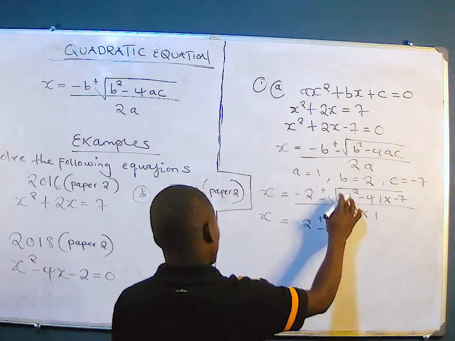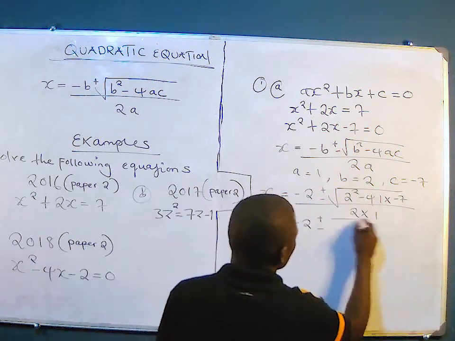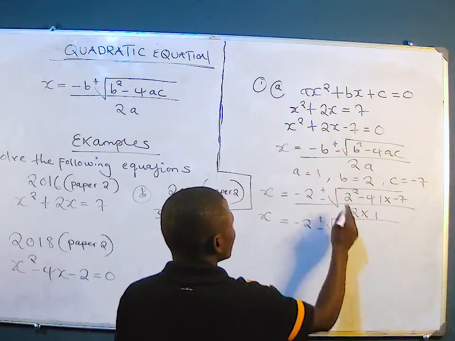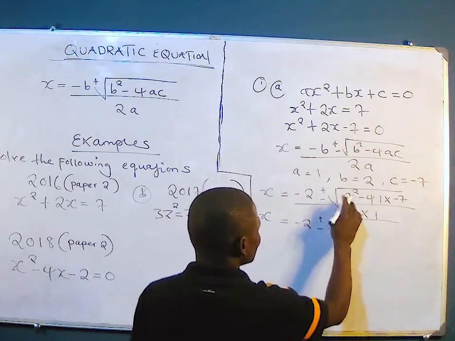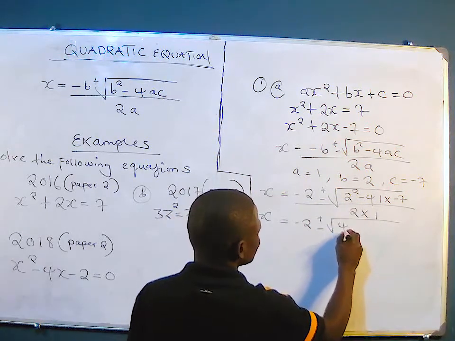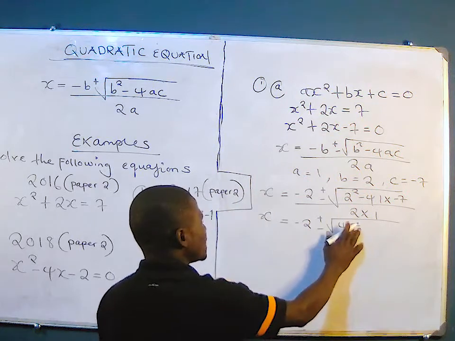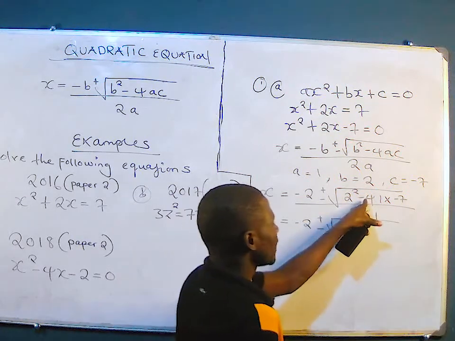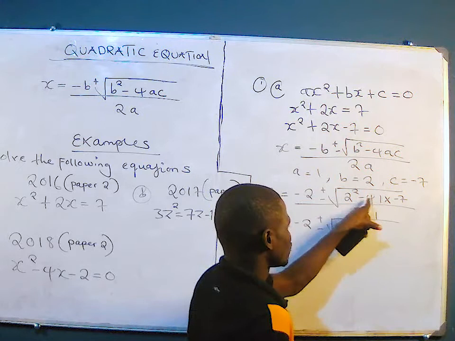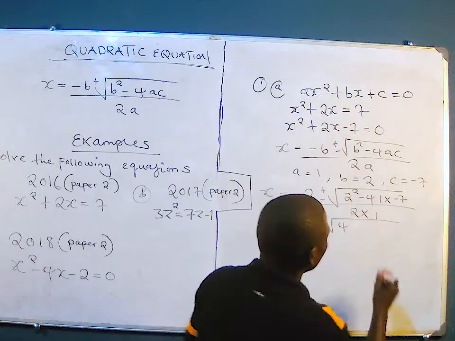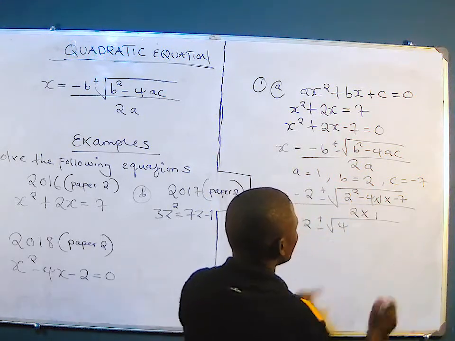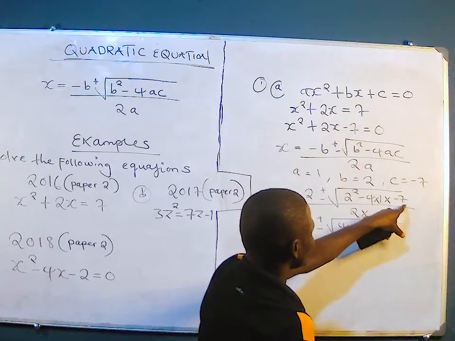What is the root? What is 2 times 2? Which is 4. So in the root we say 2 times 2, which is 4, minus. Now here you can see minus, because we multiply all these numbers together. So negative 4 multiplied by 1, multiplied by negative 7.